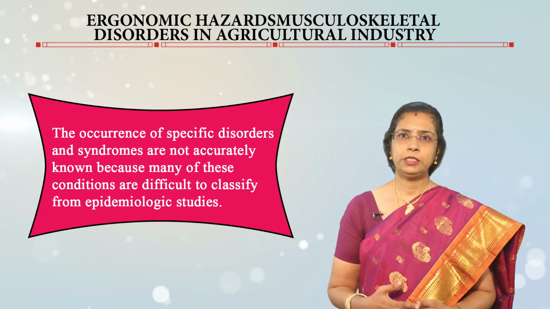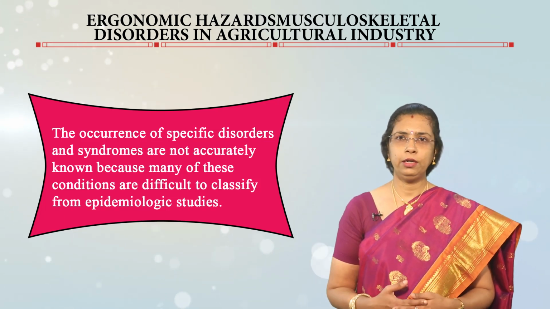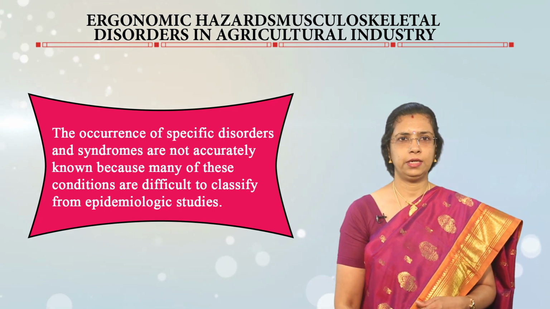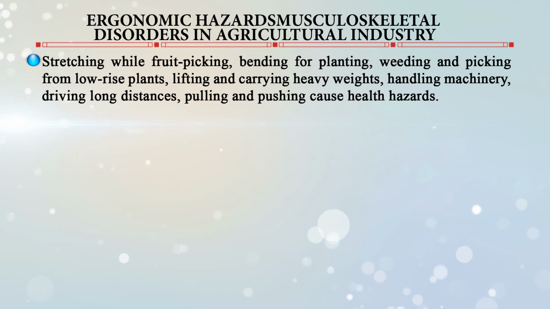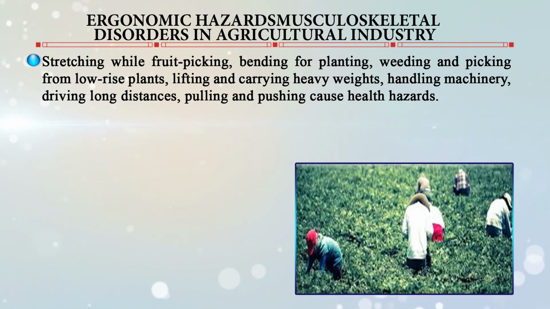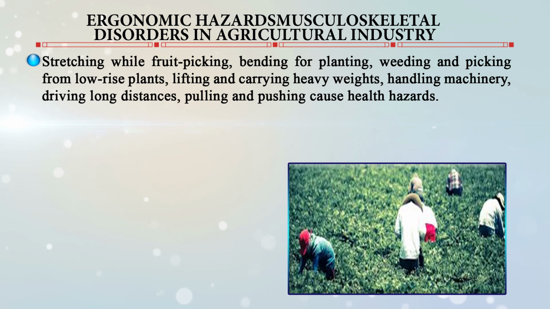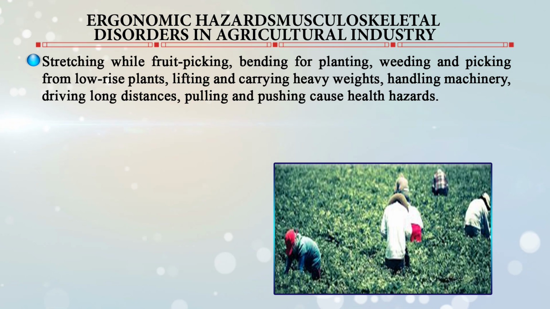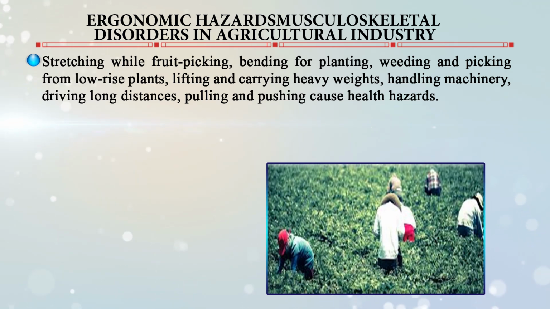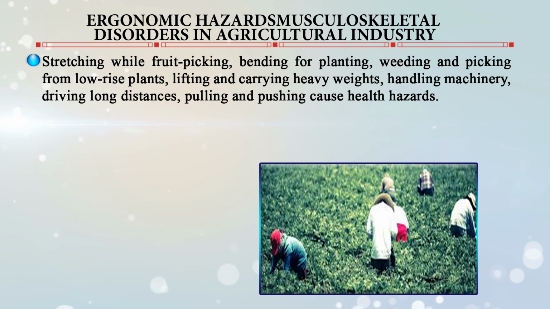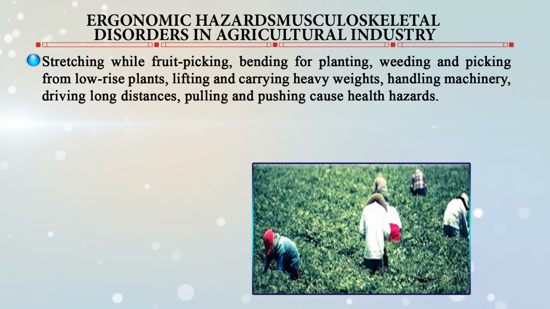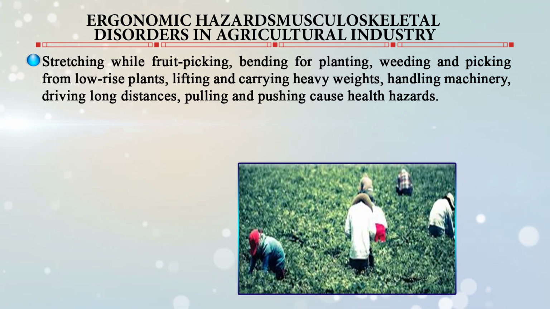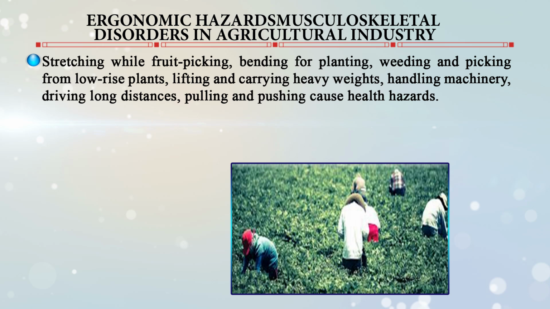So, the occurrence of the specific disorders and syndromes are not accurately known, because many of these conditions are difficult to classify from the epidemiological studies. Some involved the stretching while fruit picking, bending for planting, weeding and picking from the low rise plants. Some plants are low rise, so you need to bend in order to take out those plants or to plant them, and also even to take out the weeds from in between, because certain weeds, when they start growing, you cannot do that in a mechanized way. You have to take it out using certain kurpa and other equipments. So that again would put a stress on the back of the workers.